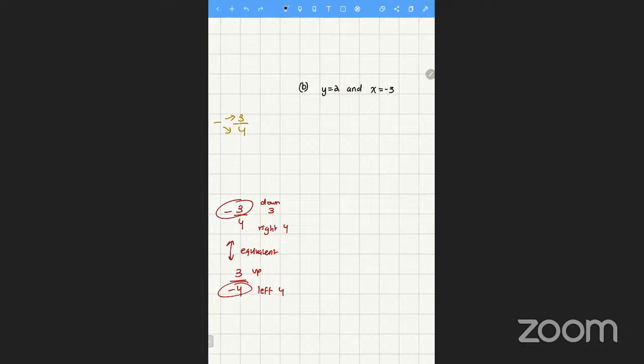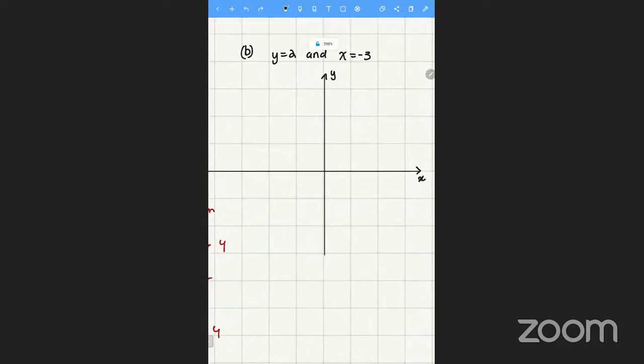If y is always equal to 2, then how would the line look? Here and -3 here. So like this. Okay, so make sure you always label your x and y axes.